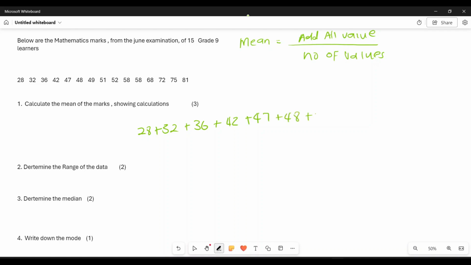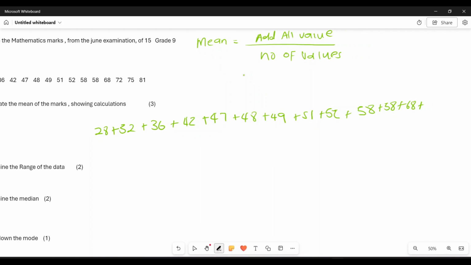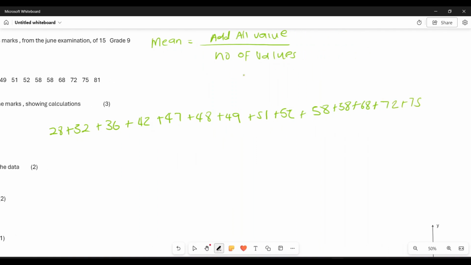48, 49, I have 51, I have 50, I have 50, I have another 50. I have 60, I have 72, 75, and 75. And lastly, I have 81.